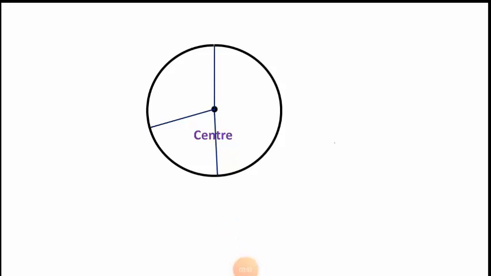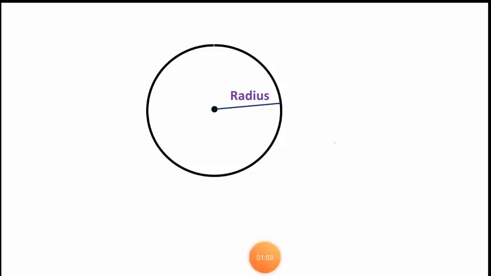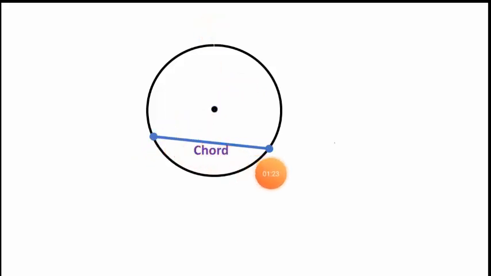After the term center of a circle, here comes another word, radius of a circle, which is to be remembered. Children, the radius is defined as the distance between the center of a circle and any point on it. Now after this term radius, here comes another word, chord. A line segment that joins two points on a circle is called a chord.